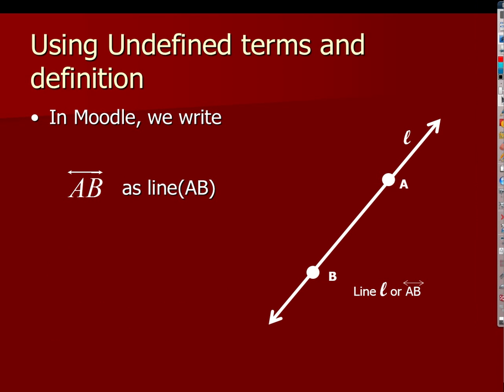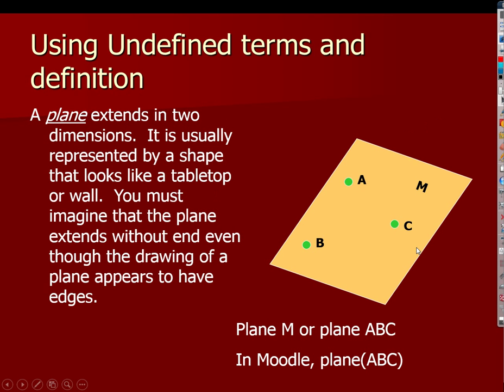Okay. Here's our symbol. In Moodle, we represent it as lowercase L-I-N-E, and then in parentheses you put the 2 points. Or we could even put line L if there were an L next to it. A plane, we said, is how many D? Line was 1D? 2D. Okay, it has both an extended width and height maybe, but no depth, right?